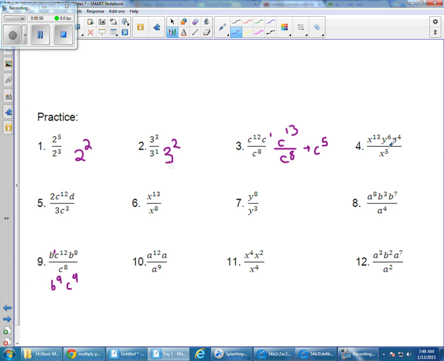This one over here, the only like bases are x to the 13th and x to the 5th. So when I subtract those, that simplifies to be x to the 8th. And then my y to the 6th stays the same. And my z to the 4th stays the same.